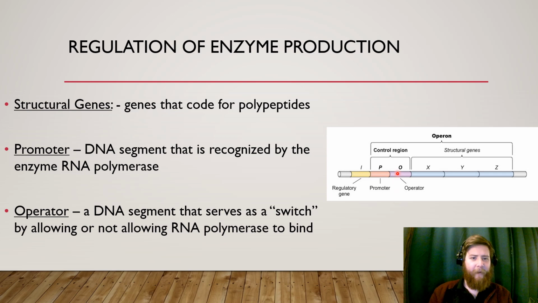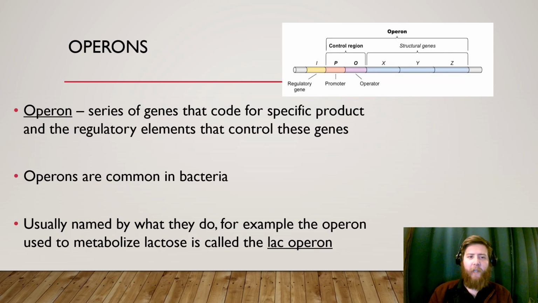And then we have an operator, and this is a switch that allows RNA polymerase the ability to bind to this promoter and start making what we call this operon. An operon is a series of genes that code for a specific product and the regulatory elements that control these genes. So the whole gene here is the operon. The actual ones that make polypeptides are the structural genes, and the control genes, the promoter and the operator, are their own kind of thing. But the whole thing is the operon.